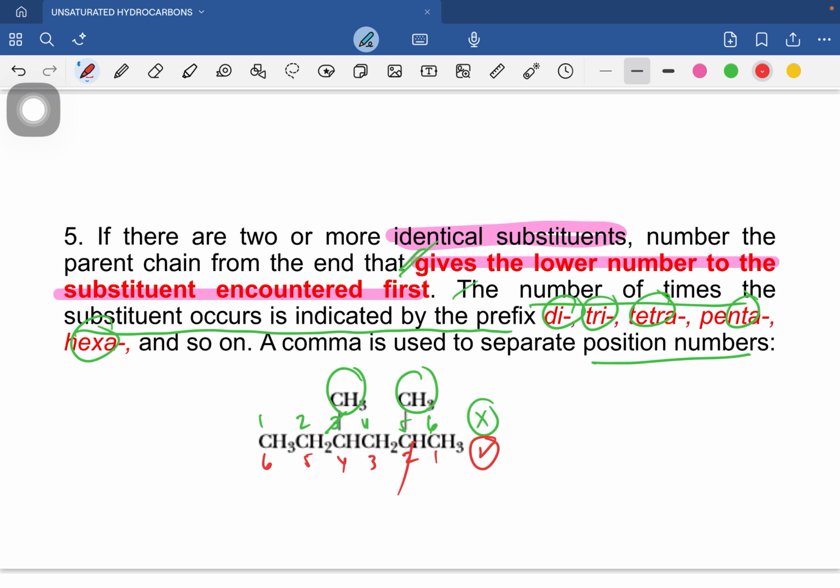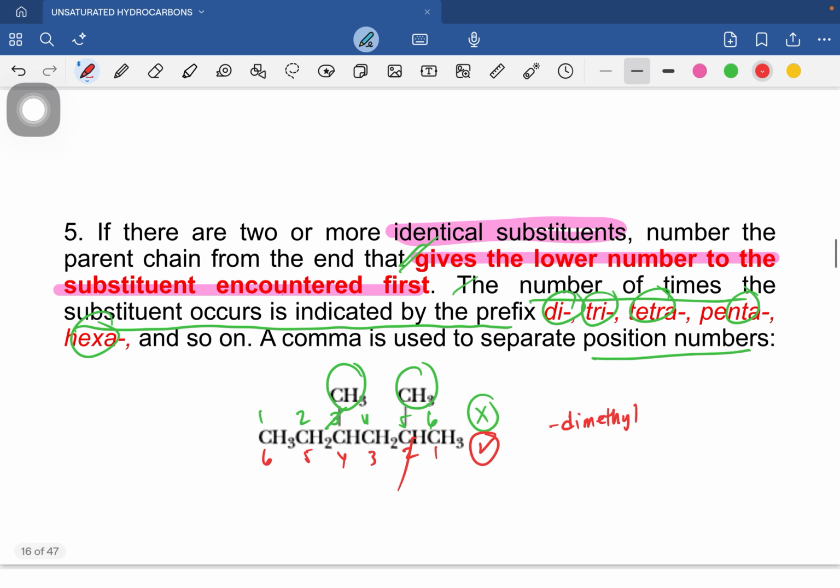Now, as you can see, there's actually 2 methyl substituent. So our name for that one should contain di na prefix and methyl. Dimethyl. And of course, let's not forget po yung ating numbers kung saan naka-attach yung ating mga substituent. So saan sila naka-attach? At carbon number 2 and carbon number 4. So a comma is used to separate the position or the numbers of the position of the substituent. And since it's a 6 carbon po na compound, the root name for this one would be hexane.